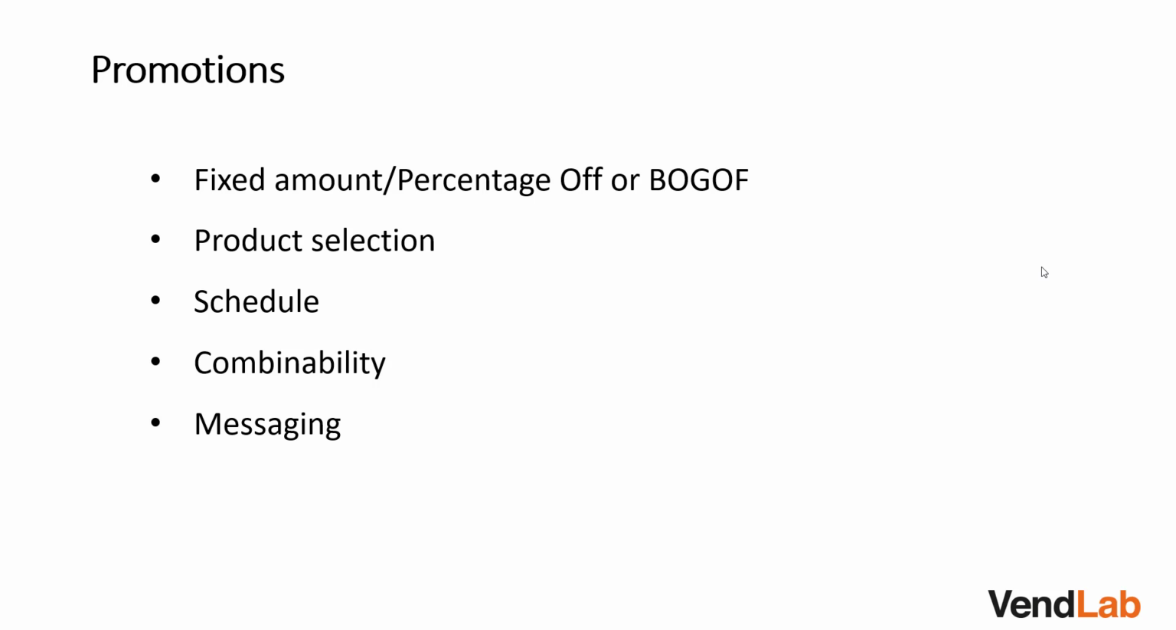Promotions allow sellers to offer buyers a fixed amount or percentage off an order or a buy one get one free offer. To create a promotion, the seller must define the product selection for which the promotion is valid, and they will set a schedule for when the promotion is live. Promotions can be combined together, so more than one promotion can be applied to the same order or same product in the same order. Sellers also have control over the messaging which is displayed when the promotion is live.